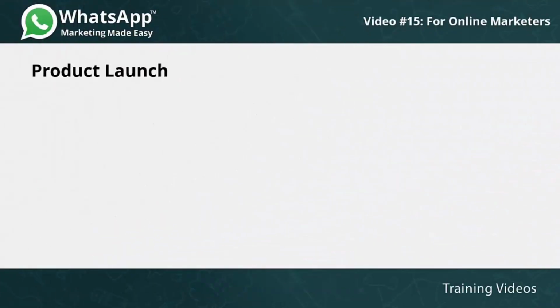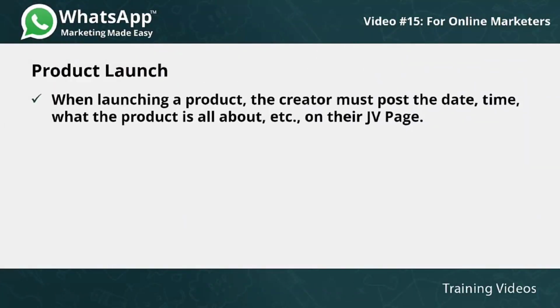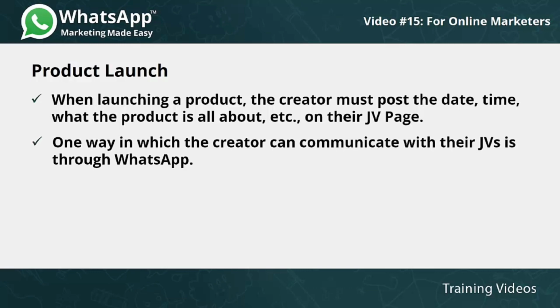Product launch. When launching a product, the creator must post the date, time, what the product is all about, etc. on their JV page, because their partners, known as JVs, must be made aware to help with the sale of the product. One way in which the creator can communicate with their JVs is through WhatsApp. Of course, you must have their WhatsApp contact number, which is something you can collect from your launch JV page.